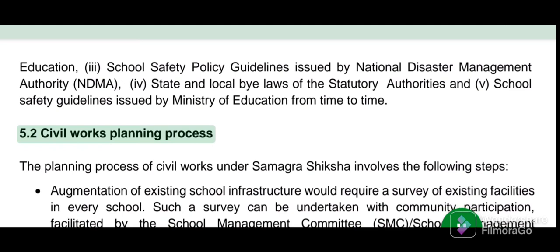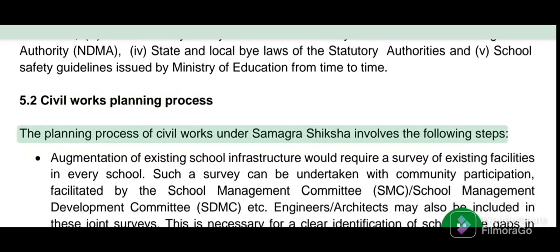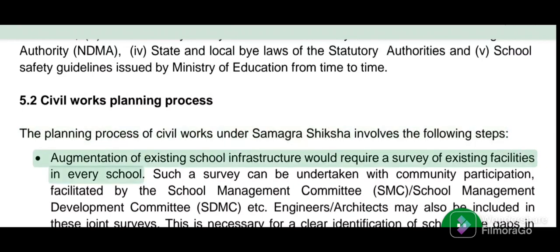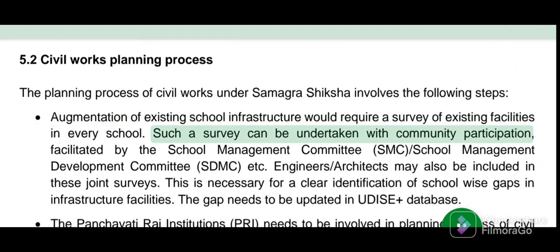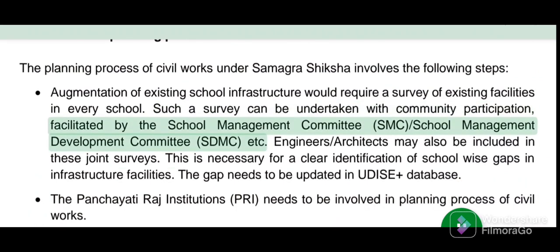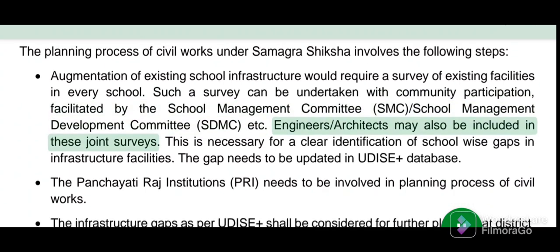5.2 Civil Works Planning Process. The planning process of civil works under Samagra Siksha involves the following steps. Augmentation of existing school infrastructure would require a survey of existing facilities in every school. Such a survey can be undertaken with community participation, facilitated by the School Management Committee SMC, School Management Development Committee SDMC, etc. Engineers, architects may also be included in these joint surveys.